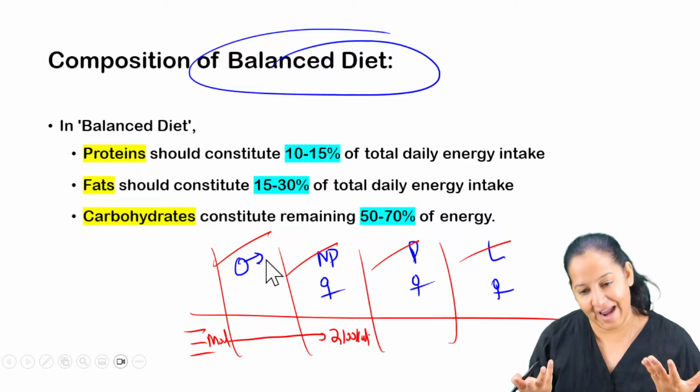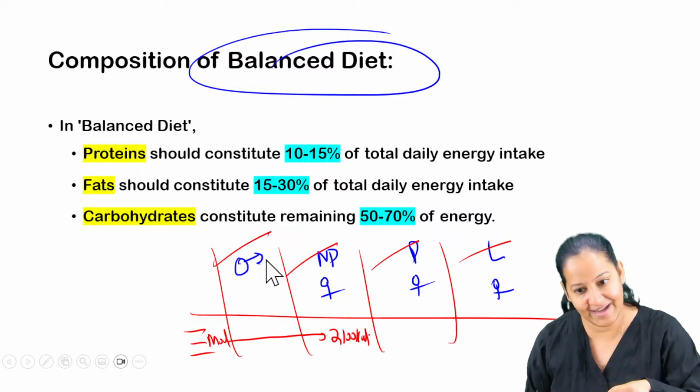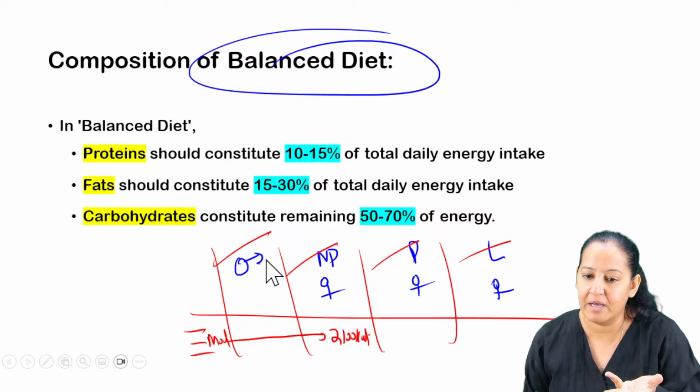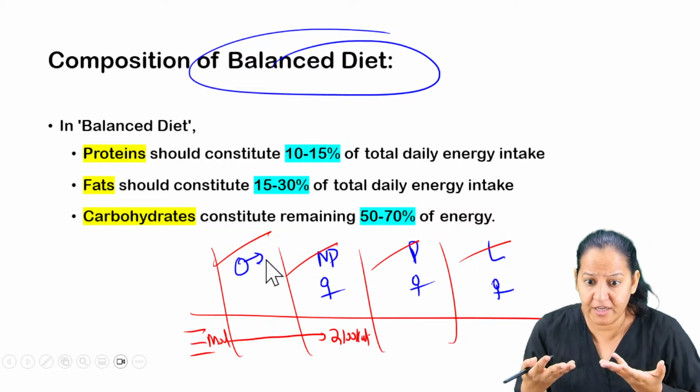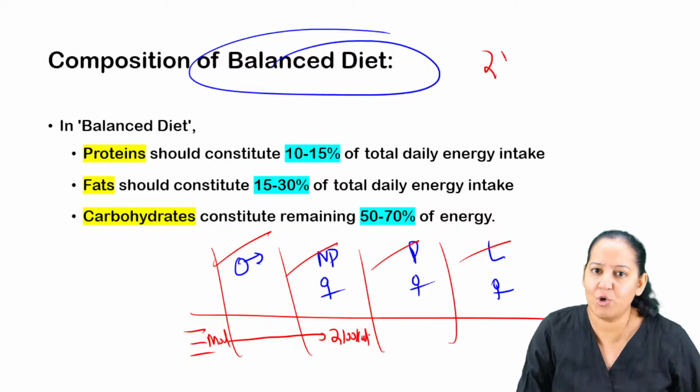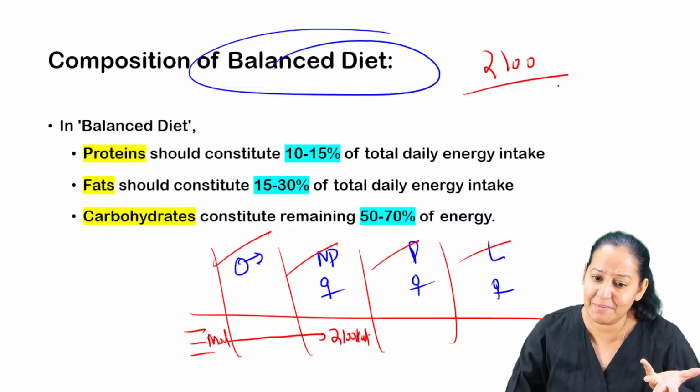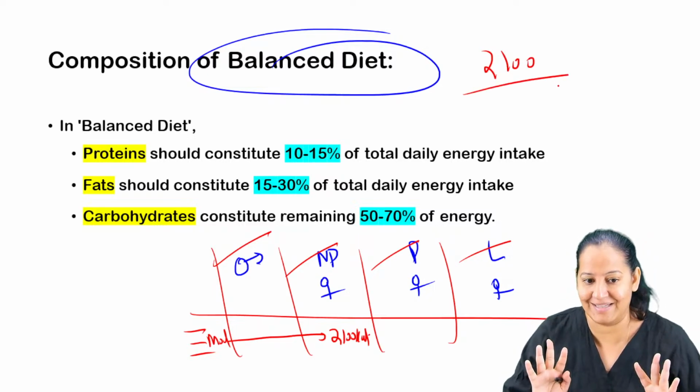So what should I eat? I can get this by eating carbohydrate. I can get this by eating protein. I can get this by eating fat. Shall I eat only carbohydrate? Shall I eat only protein? Shall I eat only fat? I want 2100, no, I should eat all three. That is a balanced diet.